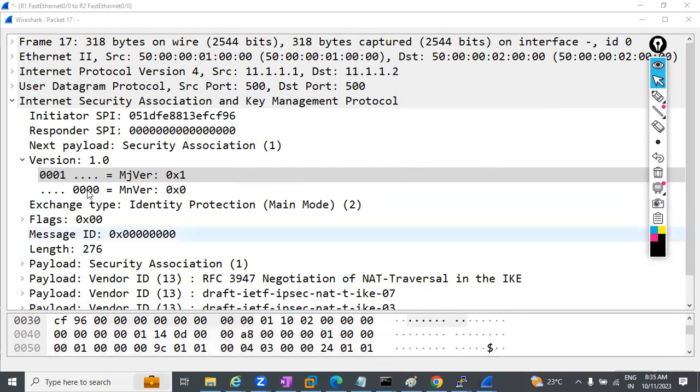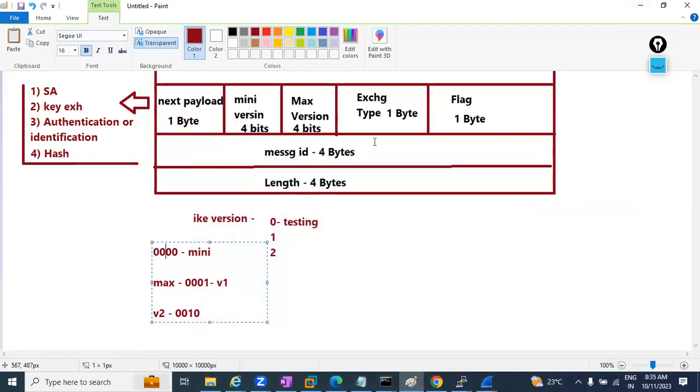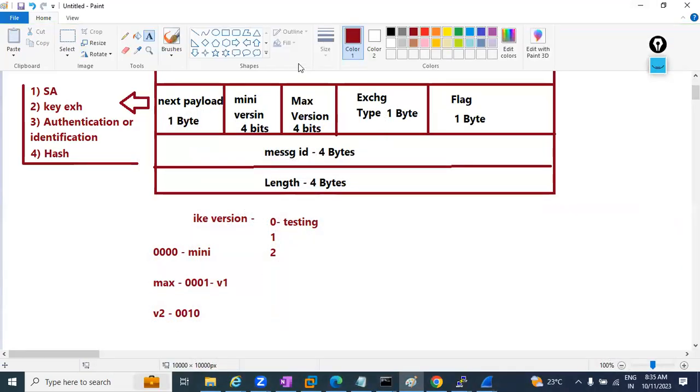Guys, I hope this is clear. This is the version. The next concept we have here is exchange type. What is that? Exchange type has three options. The first option is main mode, then we have aggressive mode, and then quick mode.